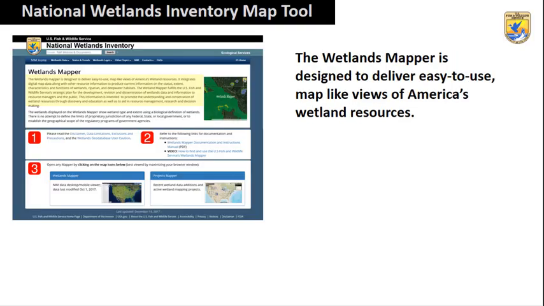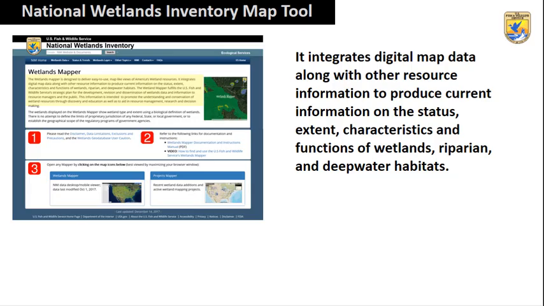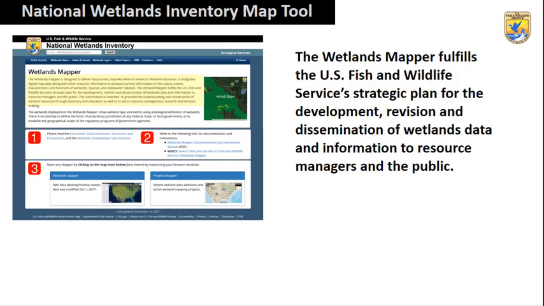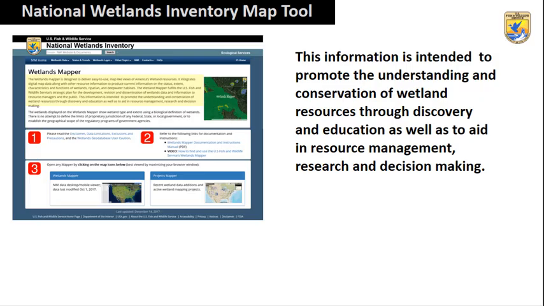The Wetlands Mapper is designed to deliver easy-to-use, map-like views of America's wetland resources. It integrates digital map data along with other resource information to produce current information on the status, extent, characteristics, and functions of wetlands, riparian, and deepwater habitats. The Wetlands Mapper fulfills the U.S. Fish and Wildlife Service's strategic plan for the development, revision, and dissemination of wetlands data and information to resource managers and the public. This information is intended to promote the understanding and conservation of wetland resources through discovery and education, as well as to aid in resource management, research, and decision-making.